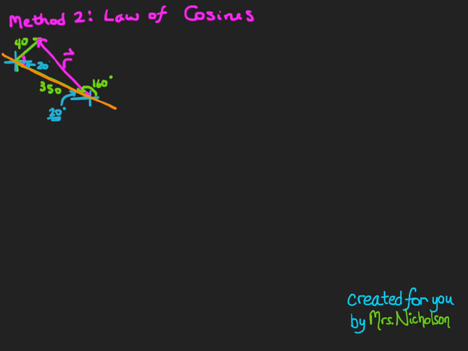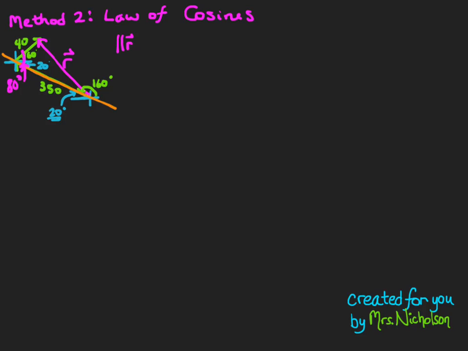Now I also know that this wind vector is blowing at a direction of 60, and so those two angles together, the 60 and the 20, that together makes up the angle that I'm looking for. So that means that my angle here is 80 degrees, 60 plus 20. So now that I have that information, I can do law of cosines.